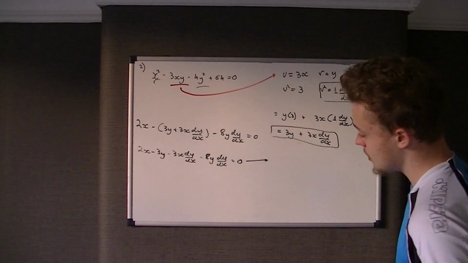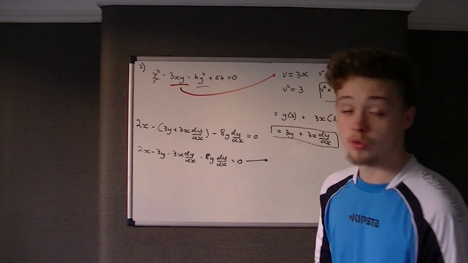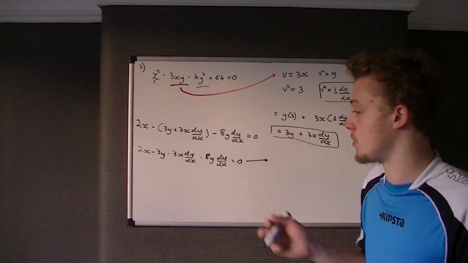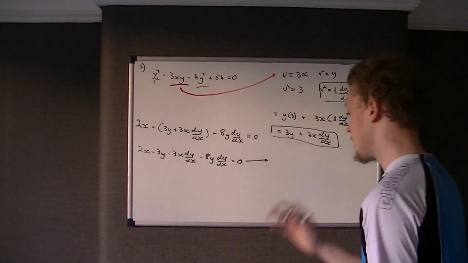Okay, then because what we do here is move all the dy/dx's onto one side and leave all of the non-dy/dx's, or just take all the dy/dx's to one side and leave the others where they are.